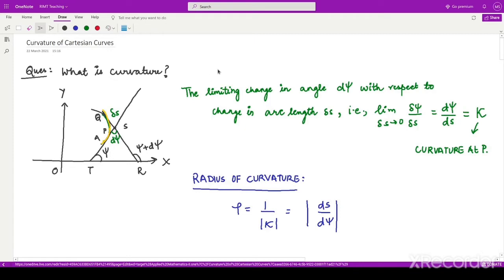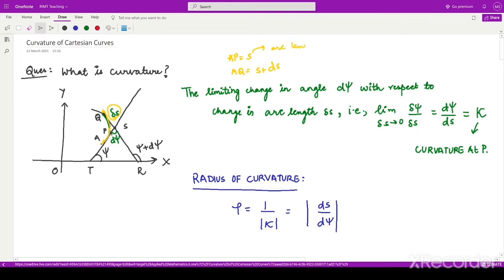We assume the distance of A and P is S, and we assume the distance of A and Q is S plus ds, where ds is the small increment in S. So basically the distance from P to Q is del S, a small change in S. S represents arc length, right?